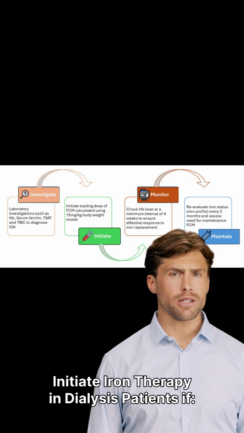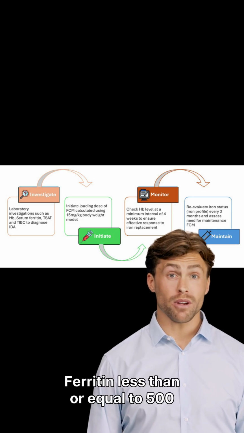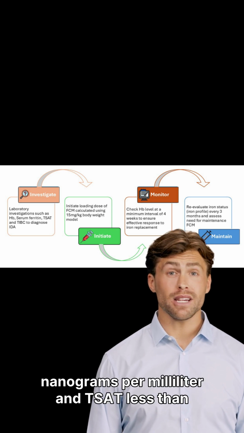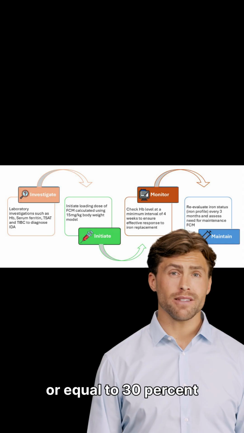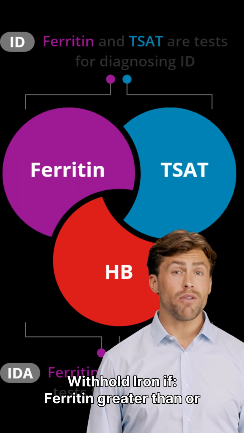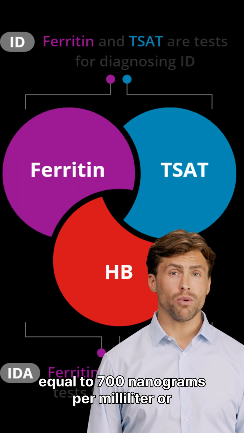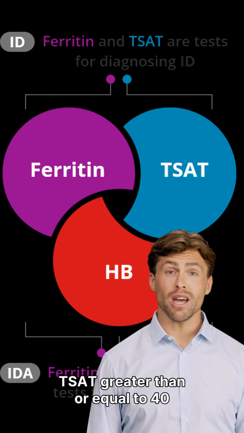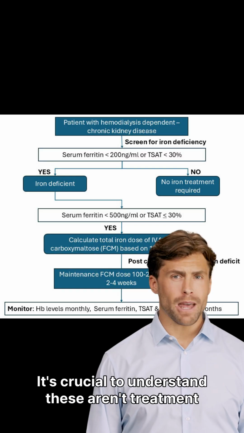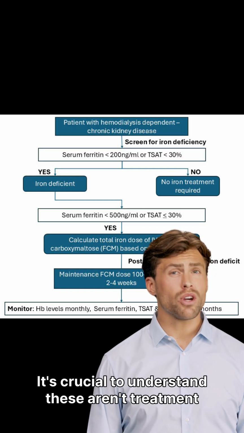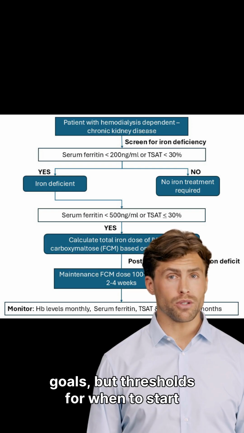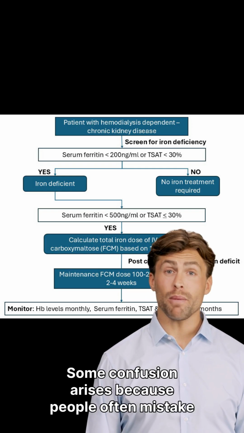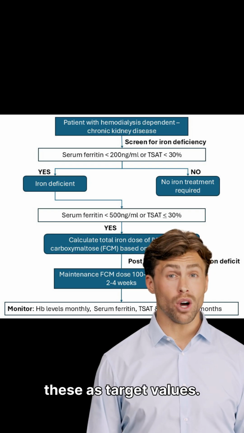Initiate iron therapy in dialysis patients if ferritin less than or equal to 500 nanograms per milliliter and TSAT less than or equal to 30%. Withhold iron if ferritin greater than or equal to 700 nanograms per milliliter or TSAT greater than or equal to 40%. It's crucial to understand these aren't treatment goals, but thresholds for when to start or stop iron. Some confusion arises because people often mistake these as target values.